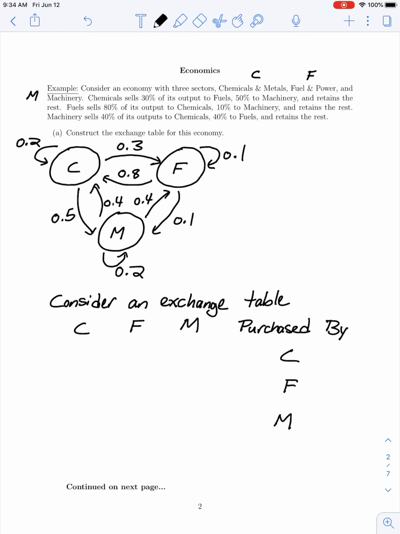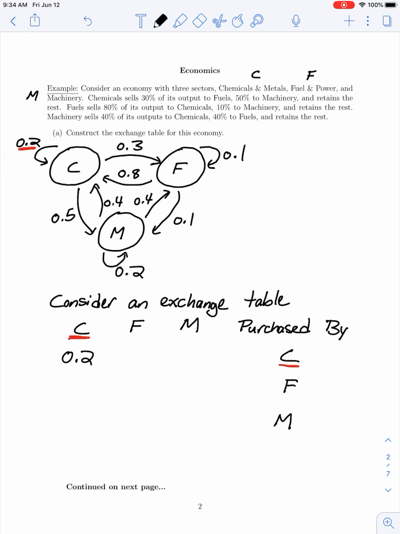So let's look at our columns for this table. We have our first column representing the output from coal. And for each row in that column, we're going to indicate what share was purchased by each of these sectors. So for our first row, first column of this table, we're indicating the share, or the percentage, of output from coal purchased by coal itself. So the arrow from C back to itself was 0.2. So we would have a 0.2 here.